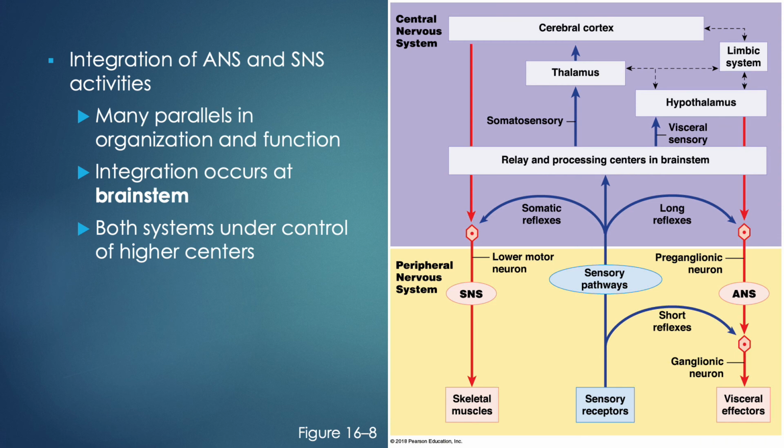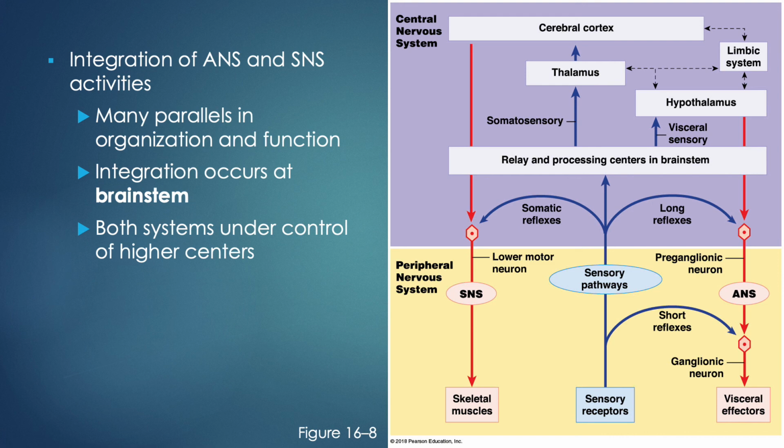As you can see in figure 16.8, we're comparing somatic and autonomic function. In this image, we've divided the central nervous system in purple above. You can see the cerebral cortex is the very top of this image because this is the highest level of pulling things together. And then at the bottom in yellow, we have the peripheral nervous system. So all of our sensors and effectors are out in the peripheral nervous system, and you can see that there's a number of different pathways that are interconnected here.